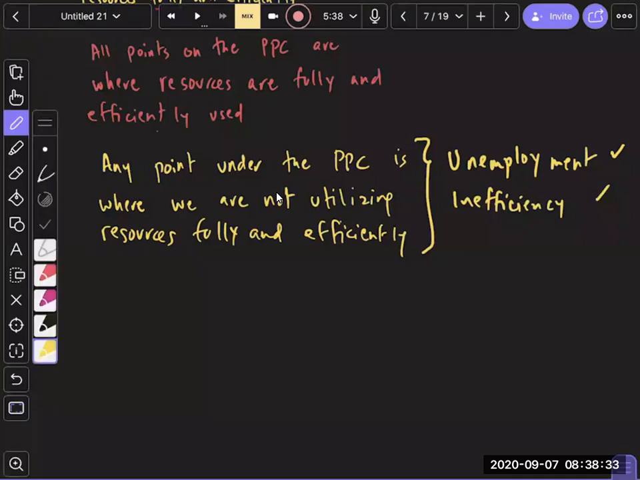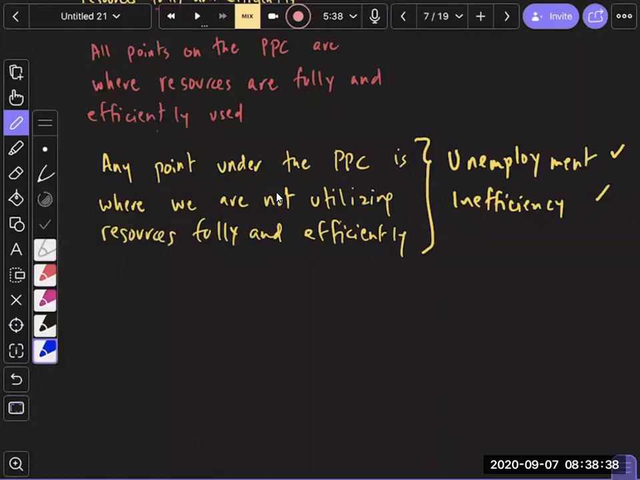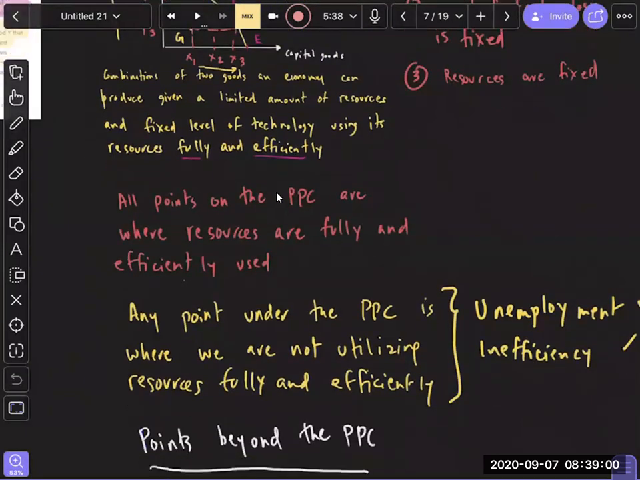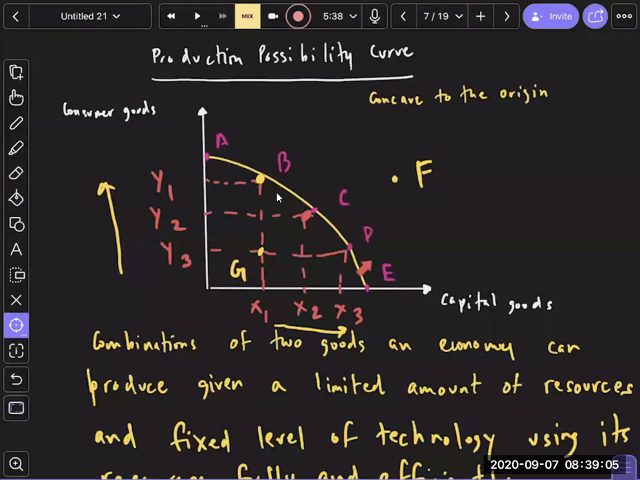The next thing I want to look at is basically, fine, we are using our resources fully and efficiently, but what about the points beyond the curve? Use another color. Sir, I need to ask, are we required to choose the best available option in this case, like the maximum output option? Maximum, all of these are maximum. It depends on your preferences. It's a country's preference for whatever they may want to make.